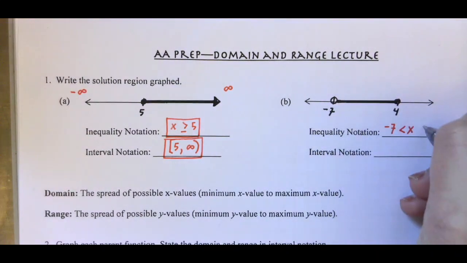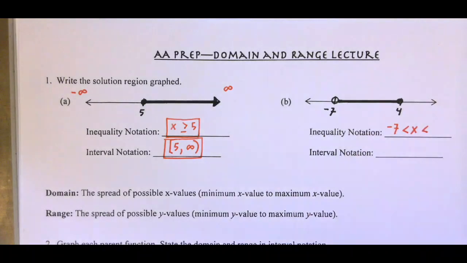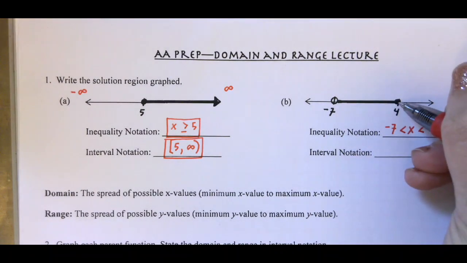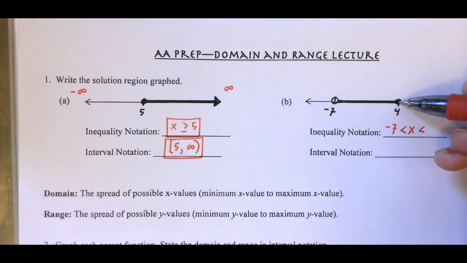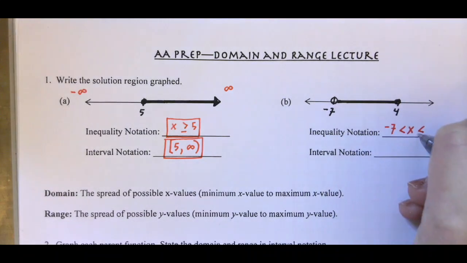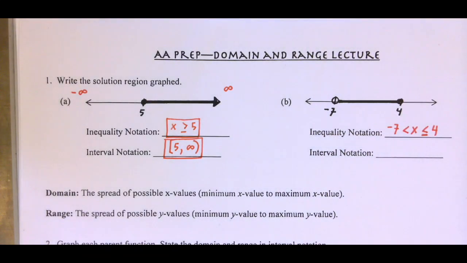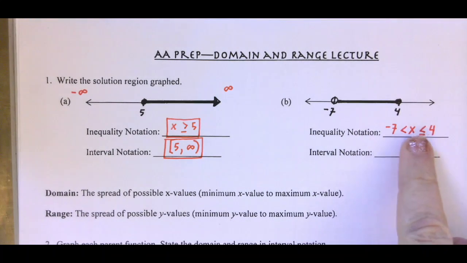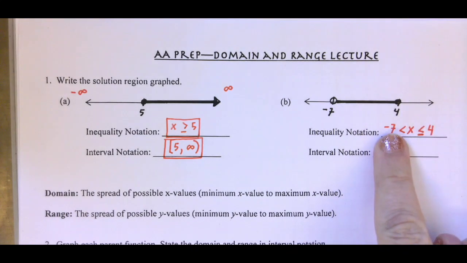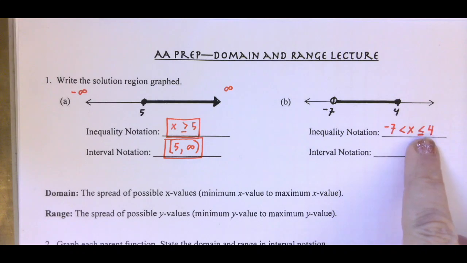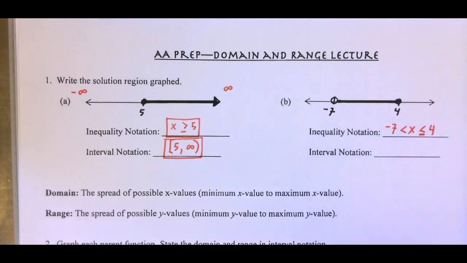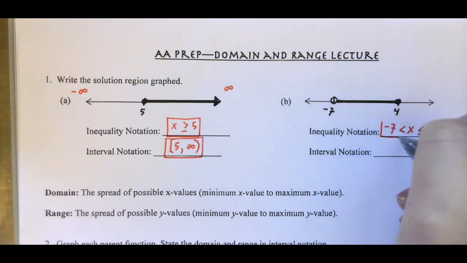So you can see that my arrows are the same direction. So less than or equal to 4, right? Because it's solid right here. It's filled in. So it takes a little dash right here. And then there's my 4. So here we're saying that x is both greater than -7 and at the same time less than or equal to positive 4. So that little dash means it can be equal to that number.